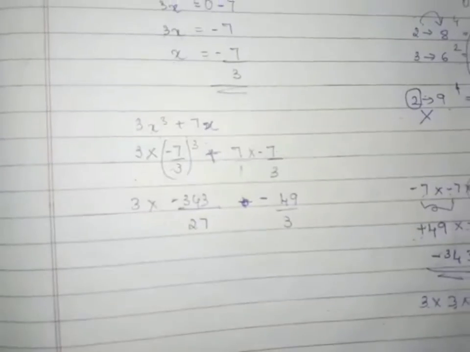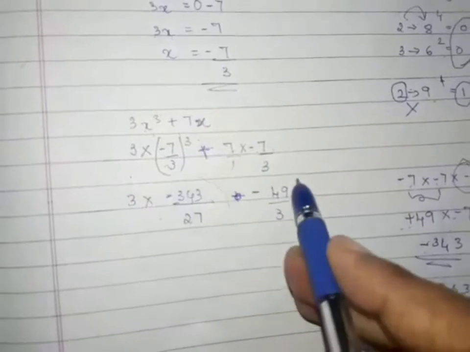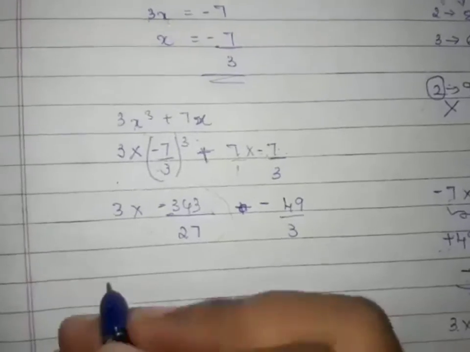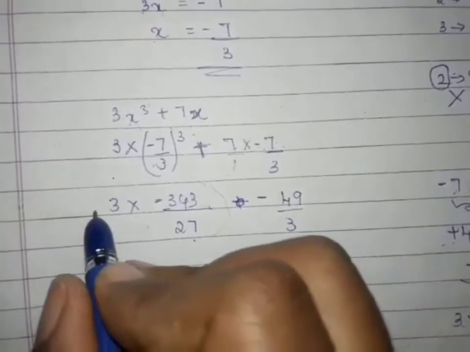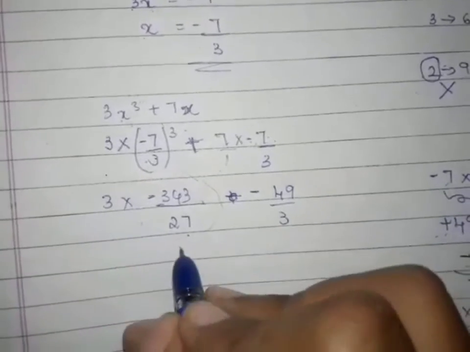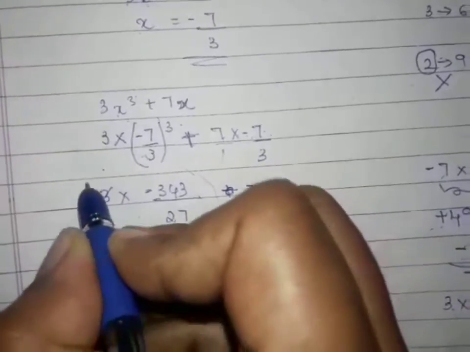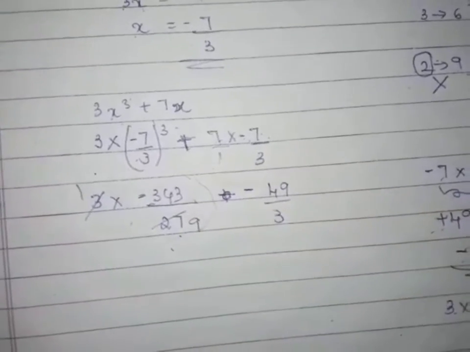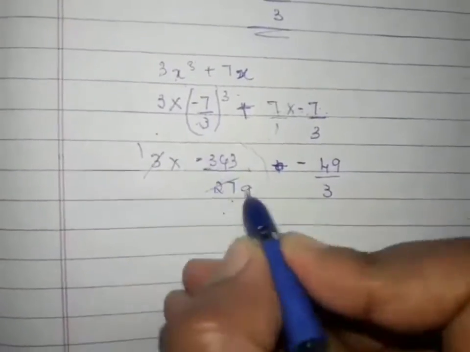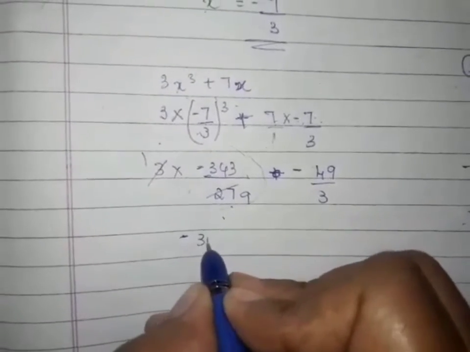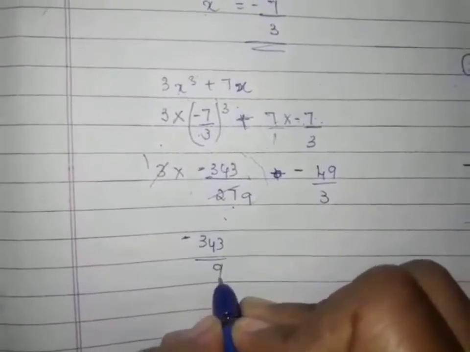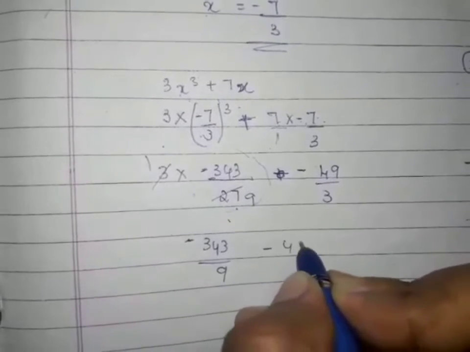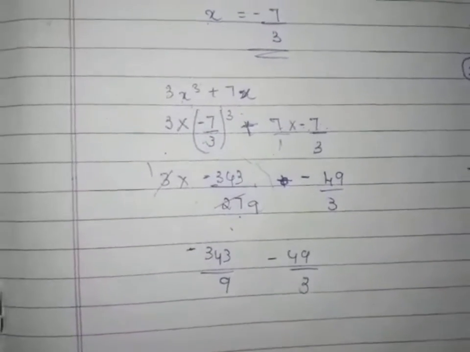Now we have two terms. This is the first term and this will be the second term. Now let us divide 3 and 27. 3 is a factor of 27, so they are divisible. 3 ones are 3. How much are 27? 3 9s are 27. So our first term will become minus 343 divided by 9 and our second term will become 49 divided by 3.